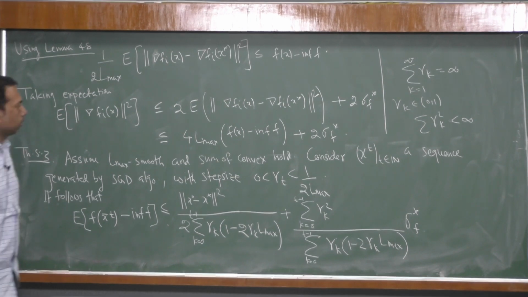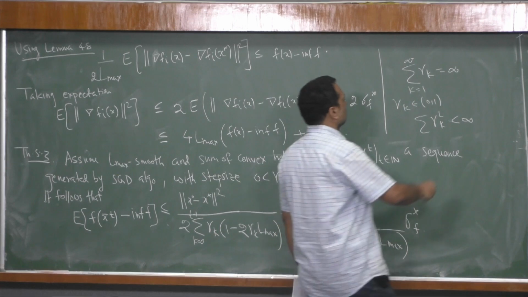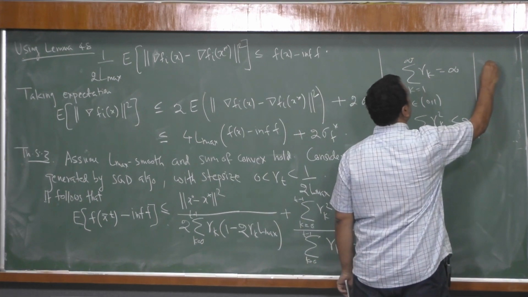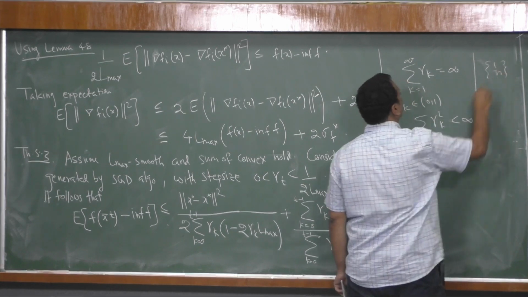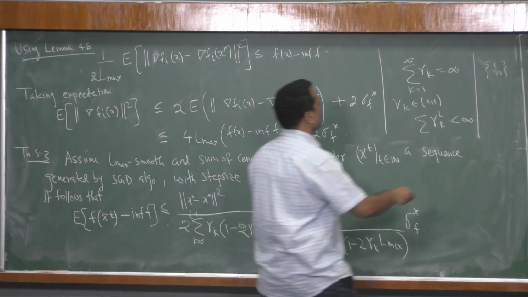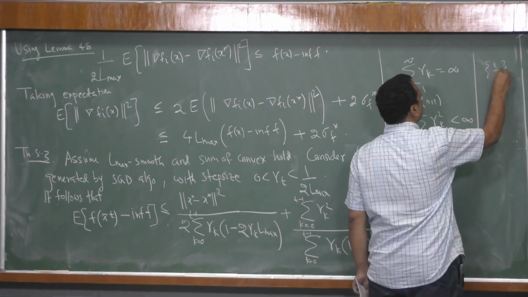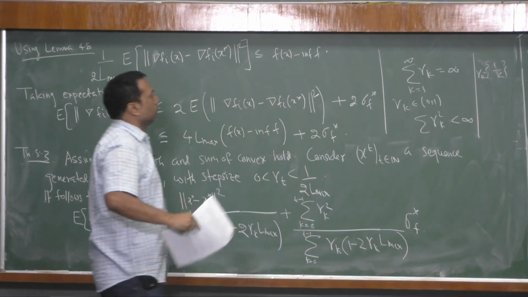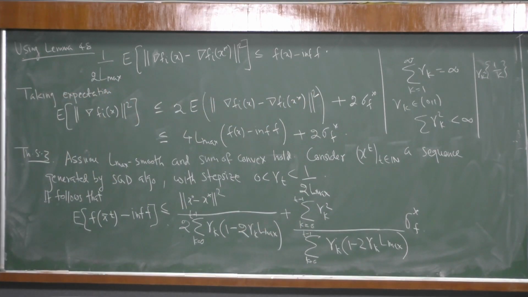Analysis: 1 upon n exactly. These things are taught a lot to those who do analysis. So the sequence is 1 by n. In this case, gamma k is 1 by k. The sum of 1 by k is a divergent series, but the sum of 1 by k square is a convergent series.